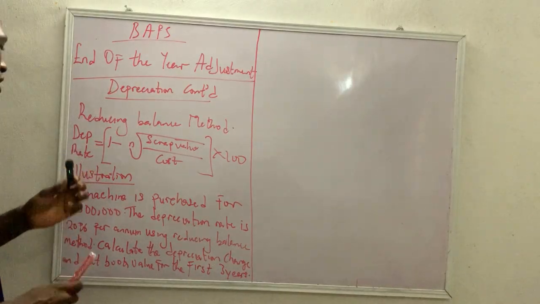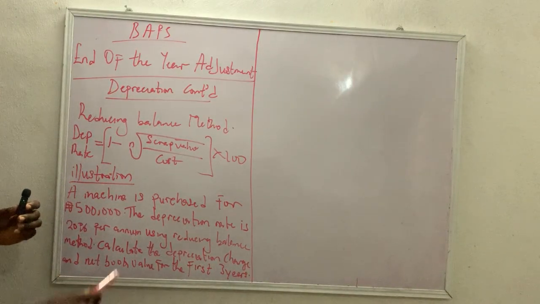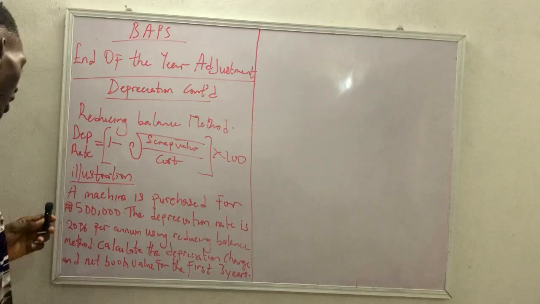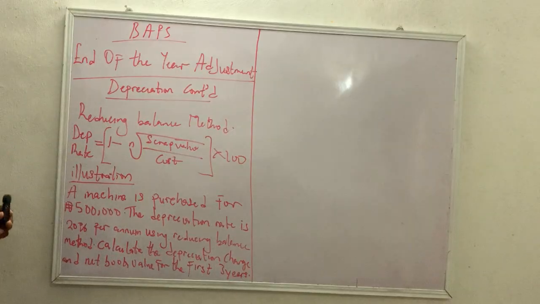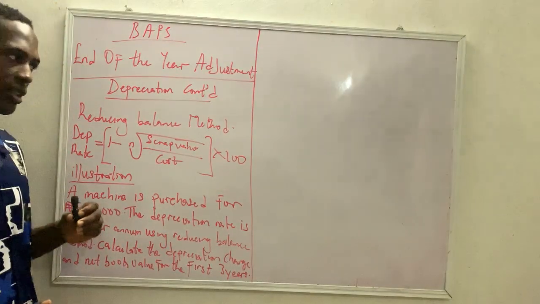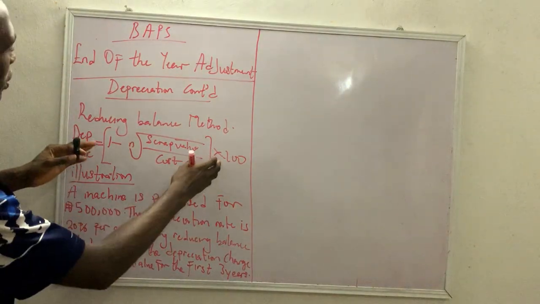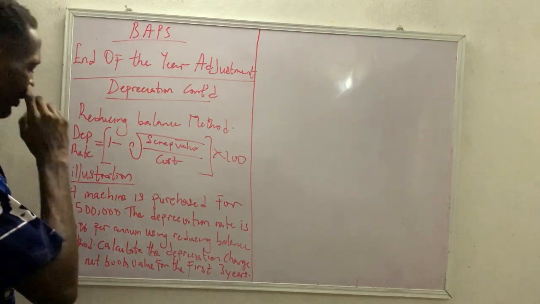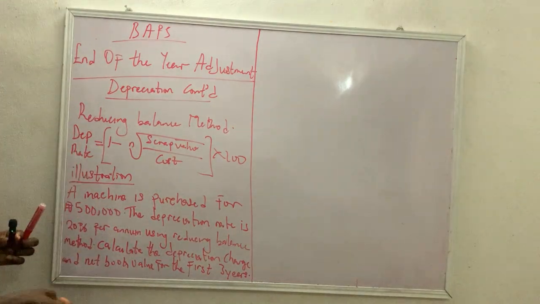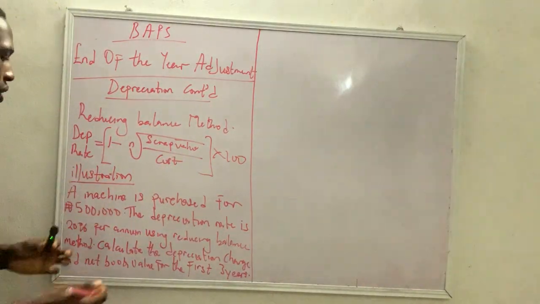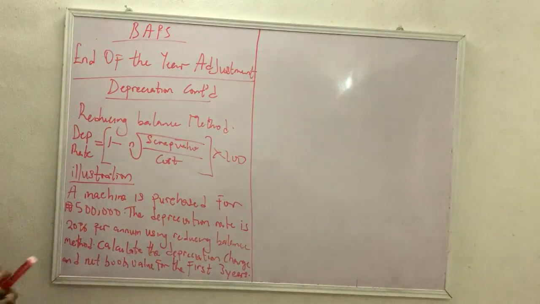Now, a machine is purchased for 500,000. The depreciation rate is 20% per annum using the reducing balance method. Calculate the depreciation charge and the net book value, or carrying amount, for the first 3 years. You understand? So instead of us calculating the rate by ourselves, it has been given. Now, our depreciation charge is your net book value times the rate, but for year one, it will be your cost times your depreciation rate. You get my point?